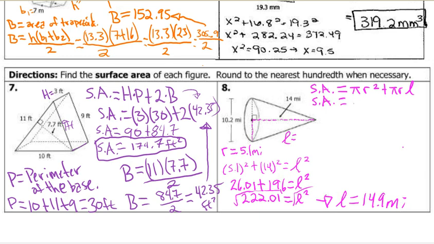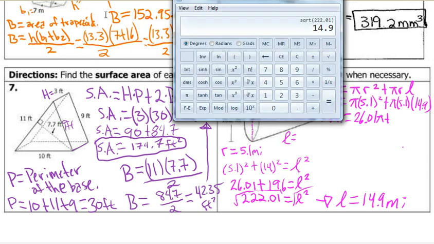Surface area equals pi, my r is 5.1, plus pi 5.1, and my L is 14.9. Alright, so surface area here is equal to 5.1 times 5.1. I know that is 26.01 since the work we just did. Pi plus 5.1 times 14.9. I don't know what that is, so let's do it.